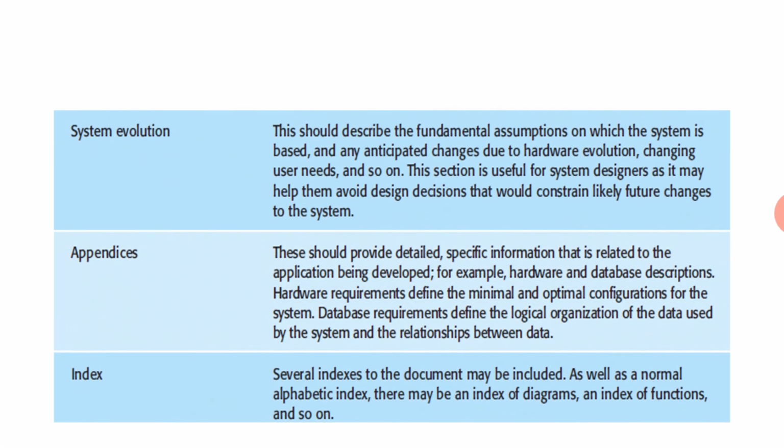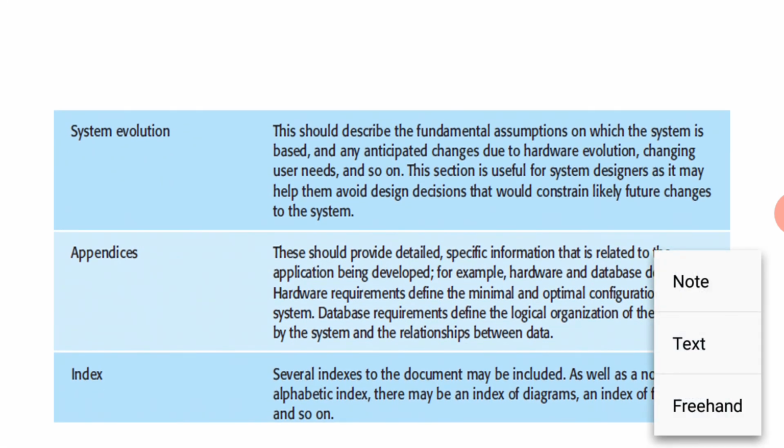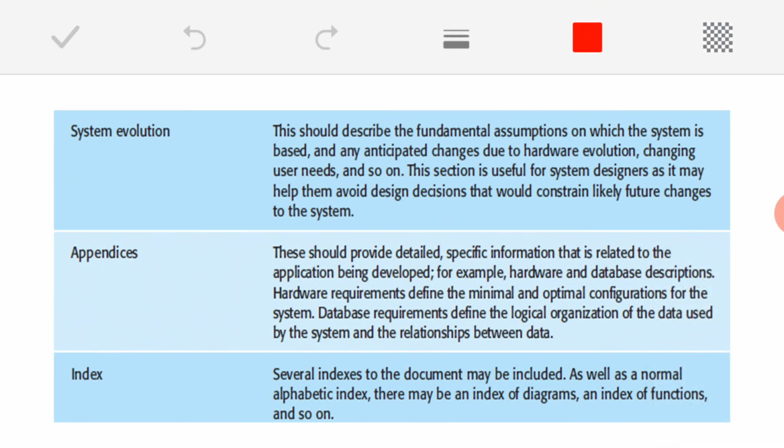Then the next chapter is system evolution. It will be a separate chapter. Here we are going to describe the assumptions on which the system is going to be based, and how the system is going to evolve tomorrow, or what changes. Till now the system is not yet developed, but before the development of the system itself, you should have a well-planned set of assumptions. Tomorrow if you develop this software, when and how it will evolve and for what reason, that imagination you should have. That should be explained under the system evolution.